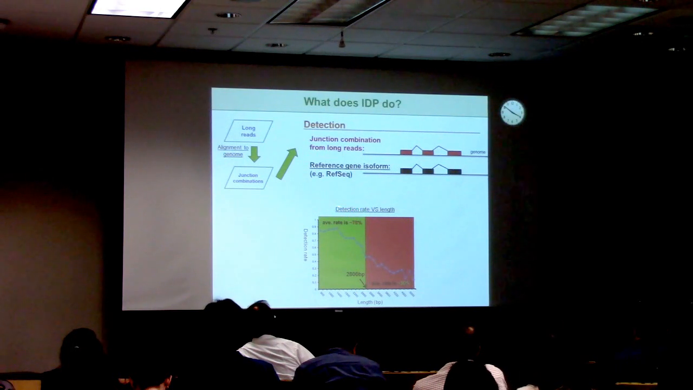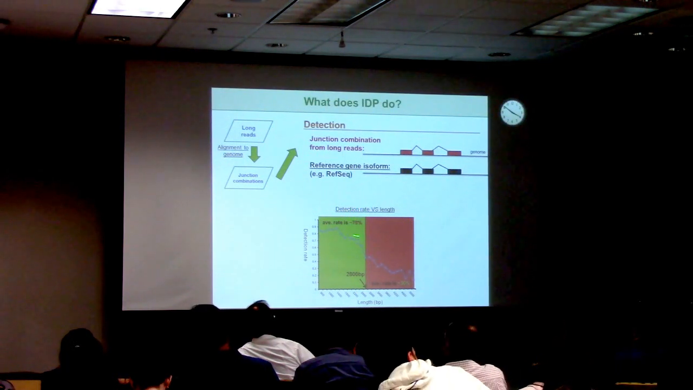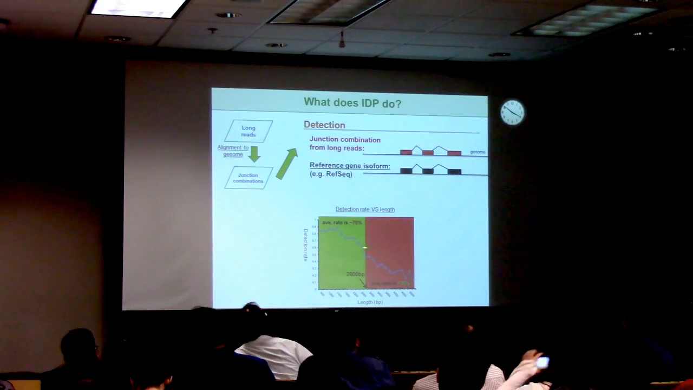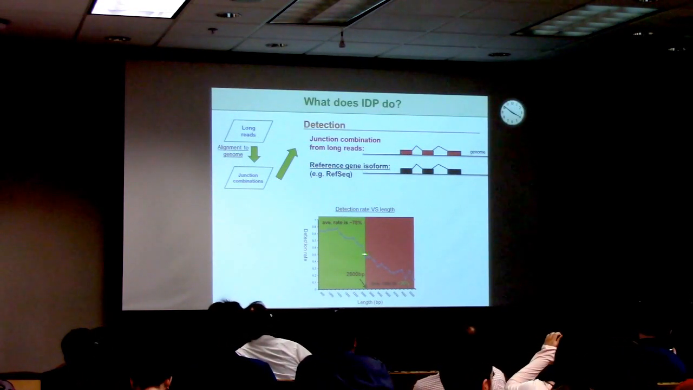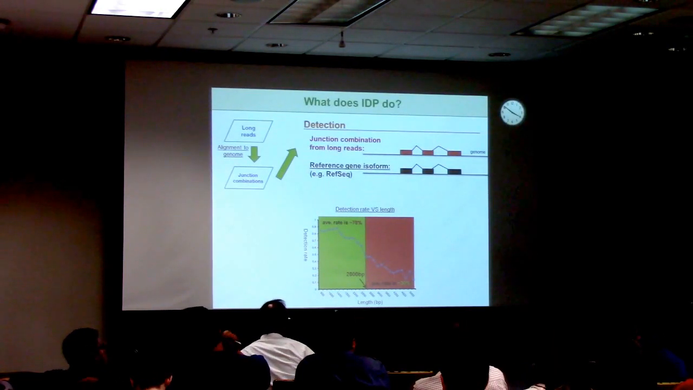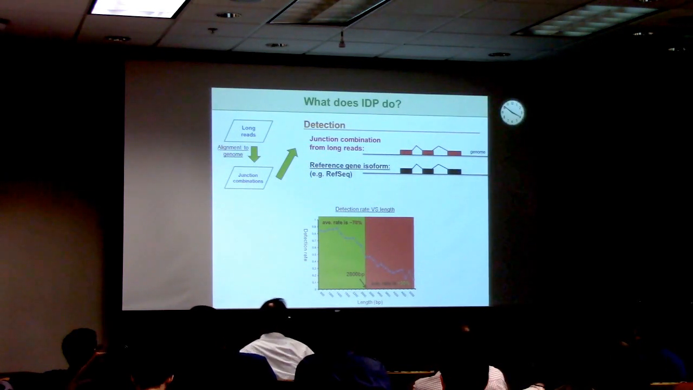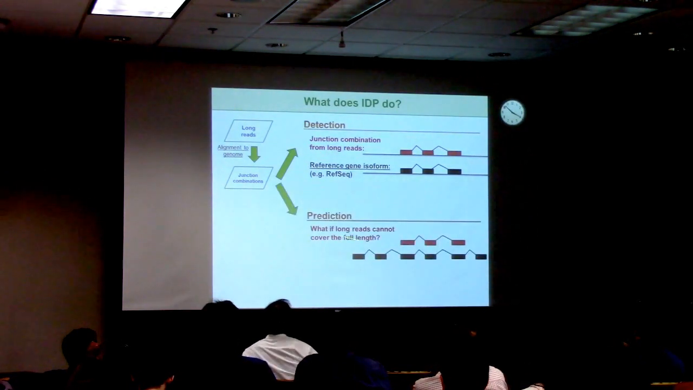Using this detection idea, we find that for very short genes, we can detect about 80% of the gene isoforms. And for very long genes, we can only detect about 30%. It makes sense because although the long read is pretty long, it still cannot cover the full-length transcript. Some can only detect fragments of the very long genes. So that's why the detection goes down, and that's why we have to take the second step, prediction. We have to predict the full length of the very long isoforms.